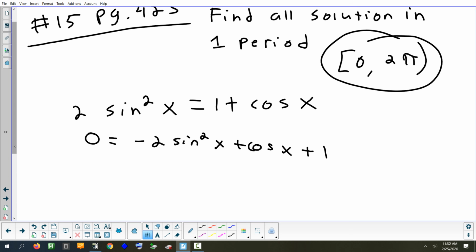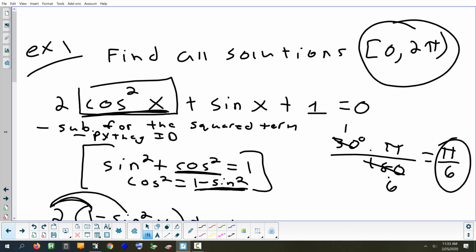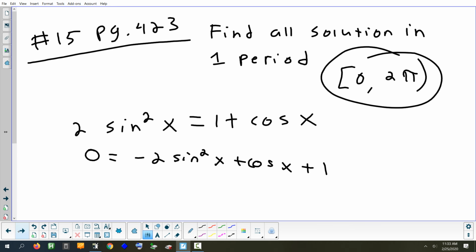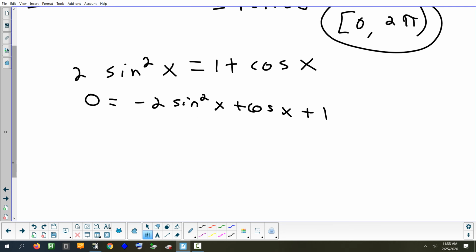Which one is the one that we're going to change? Chris? Nope, not the cosine. Substitute for the squared term. Okay, so always substitute for the squared term, which is sine. So what I'm going to do is just go like this. Into space, because you're going to fill something in for sine squared. I'll copy everything else.